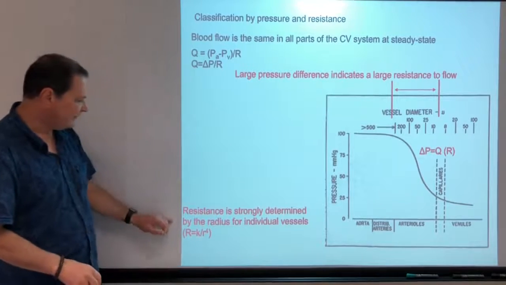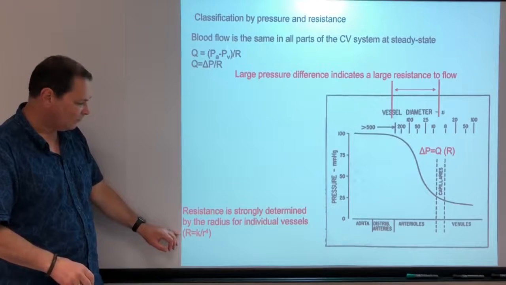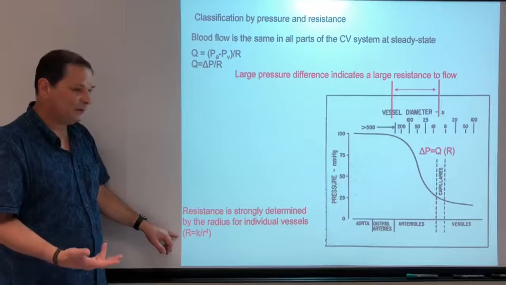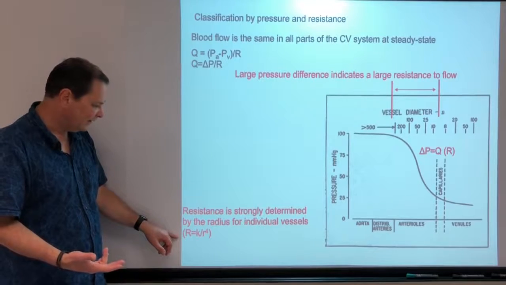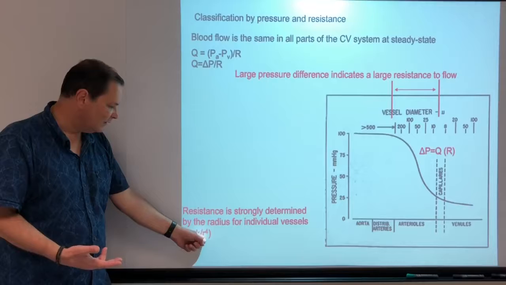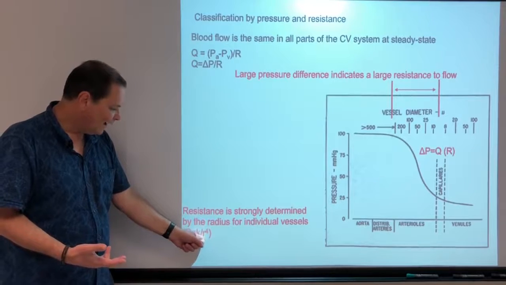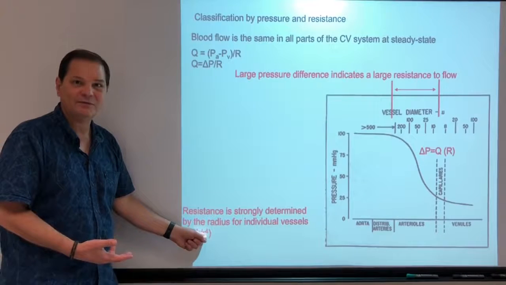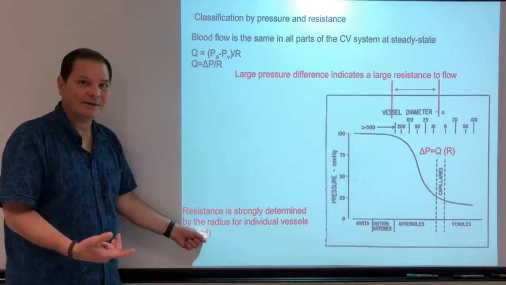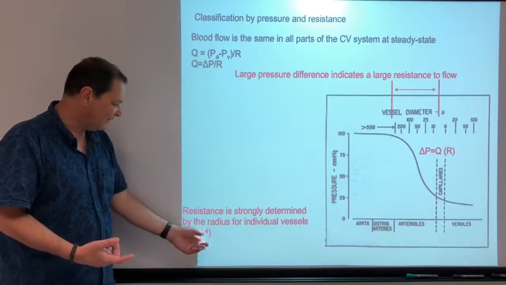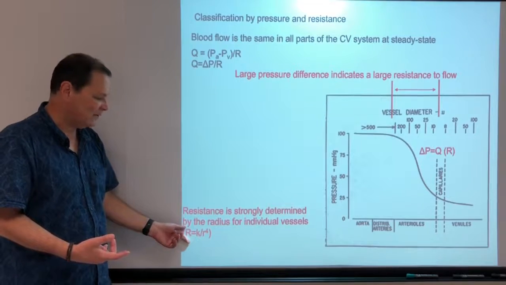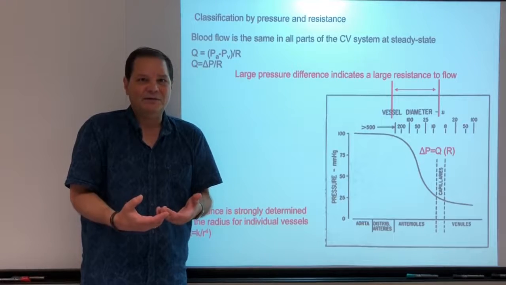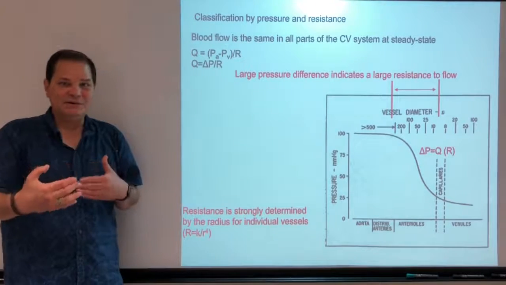And the resistance is strongly determined by the radius, okay? There are a lot of things that determine resistance. I'll expose you to Poiseuille's law in a second. But the first thing I want you to notice is that when we look at the calculation for resistance, we have the radius raised to the 4th power in the denominator of this equation. That means that a small change in the radius gives you a large change in resistance. So a very small change in the radius of the arterioles will give you a big change in the resistance.